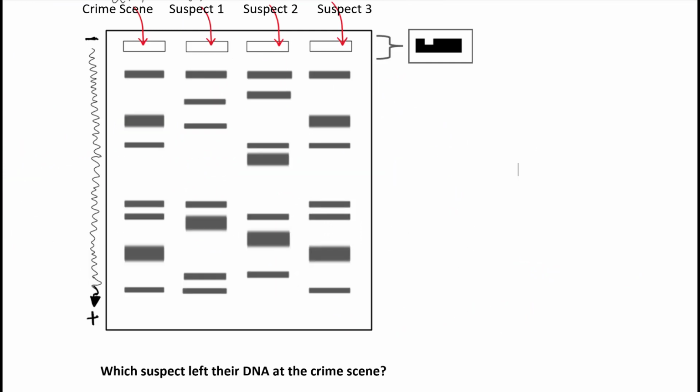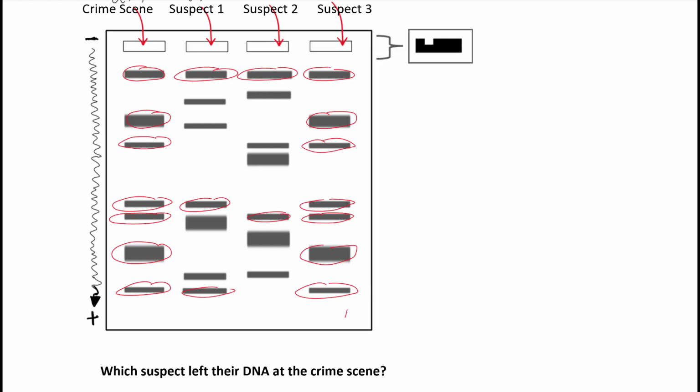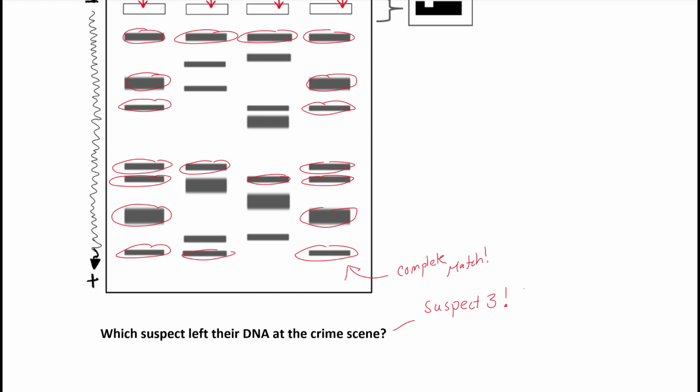So let's take a look at our scenario, but from scratch. Who's guilty in this scenario? Suspect 1, 2, or 3? Well, you take the crime scene DNA bands and you try and see who has the exact same bands. Mind you, all the bands have to match. If there's 1 or 2 bands present in the crime scene DNA but not in, let's say, suspect 3, suspect 3 didn't do it.